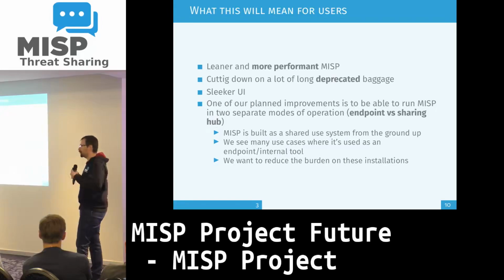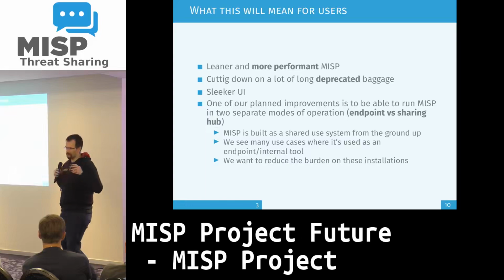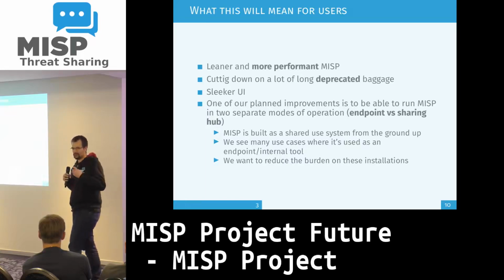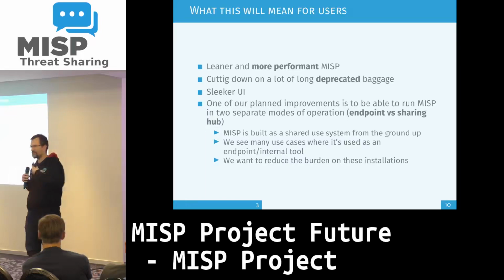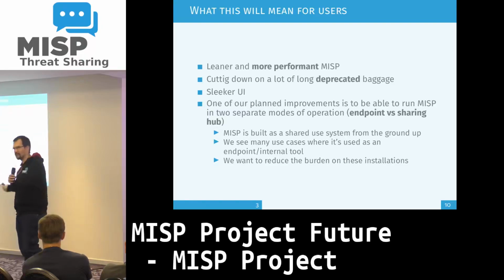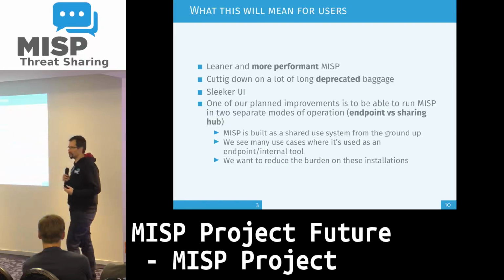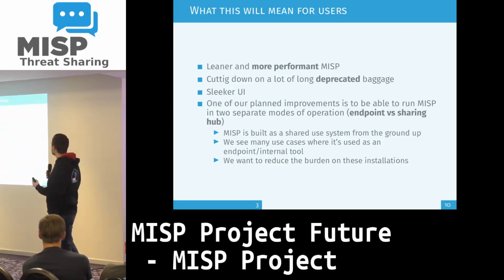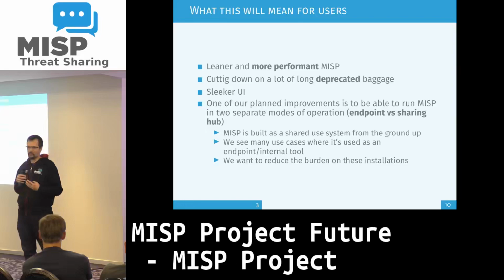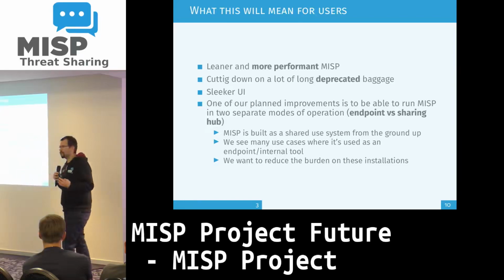So we kind of want to have two modes of operating MISP. One would be a cut-down version that is more for what we call an endpoint MISP, which is internal to your own organization, and that would basically not have to go through these extra hurdles of retrieving data for each of the users. So everyone would kind of be like a site admin on that system. On the other hand, we want to maintain how the sharing MISP works as of today. So this way, you would be able to run your MISP in two separate ways, depending on what your use case is.